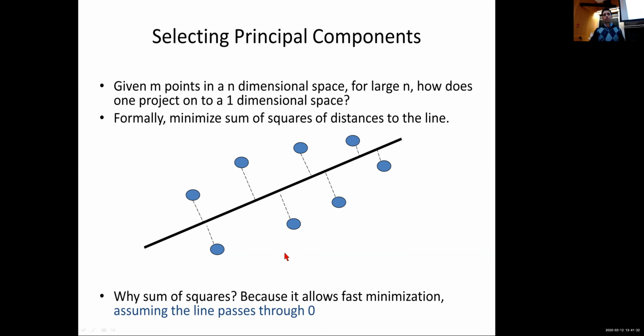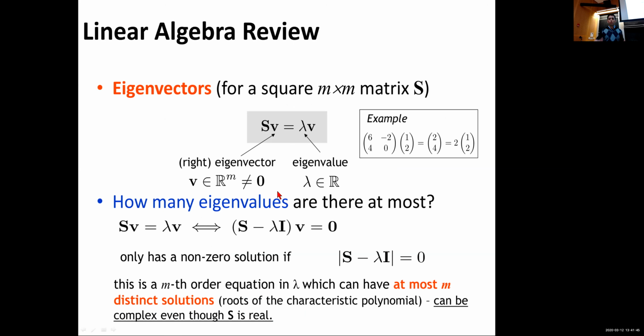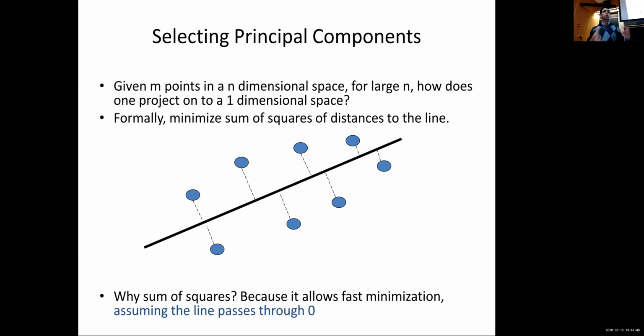And the reason for that is that it captures the major axis of variation by minimizing all of these distances. Does everybody see why? But this is a very simple example. It's going to one dimension.